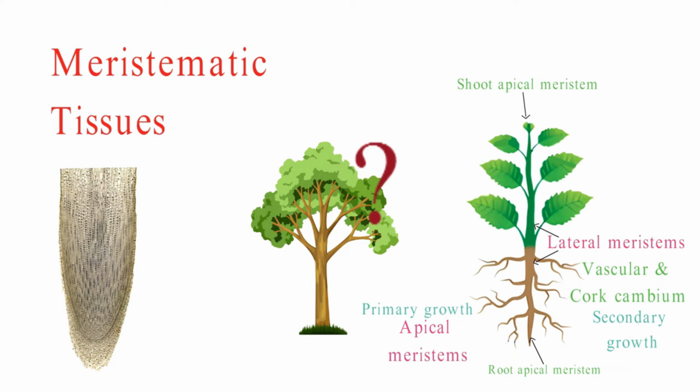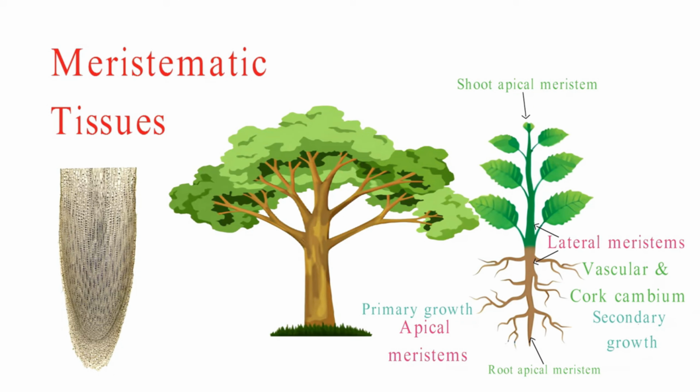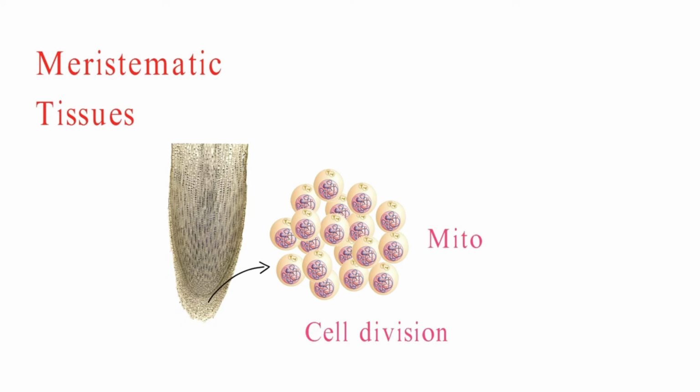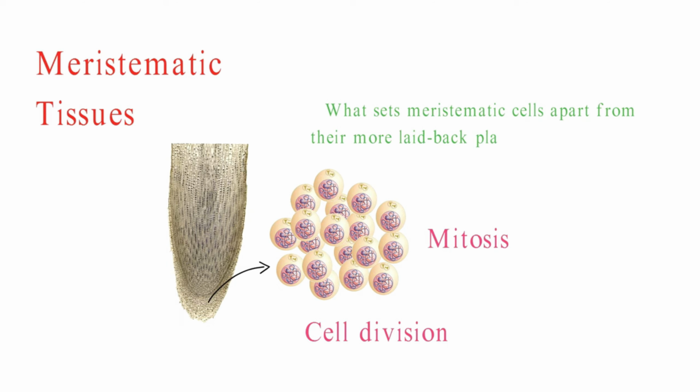Get this: lateral meristems make plants bulk up. They're the reason why trees can grow wider year after year. Let's uncover the secret behind meristematic tissues' power. Cell division. These remarkable cells are like perpetual motion machines, constantly undergoing mitosis and giving birth to new cells. Here's a question for you. What sets meristematic cells apart from their more laid-back plant cell counterparts?